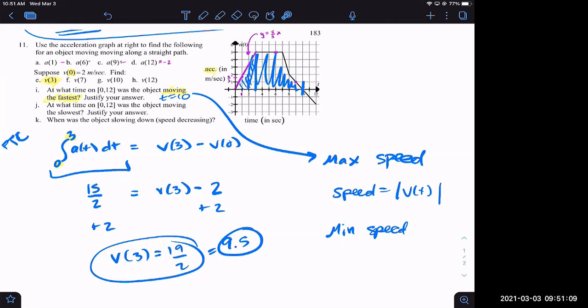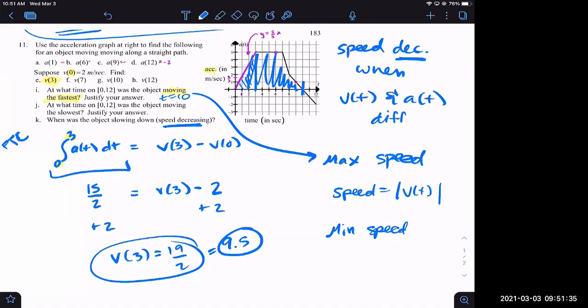When is the object slowing down? So when is speed decreasing? Do you guys remember our rule for speed increasing and decreasing? They're the same sign, velocity and acceleration. Good. It has to do with velocity and acceleration. So to be decreasing, we need velocity and acceleration to have different signs. So from 0 to 10, acceleration is positive.